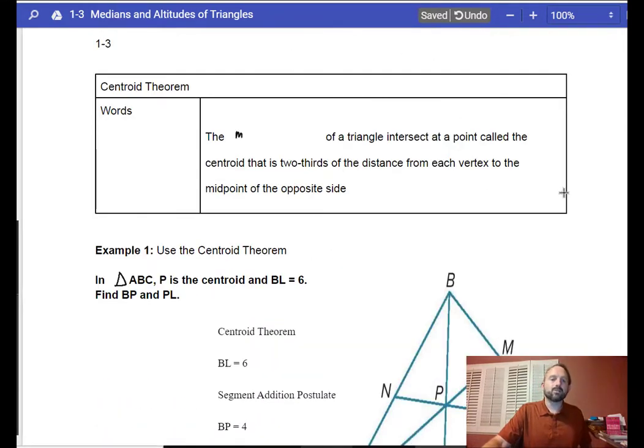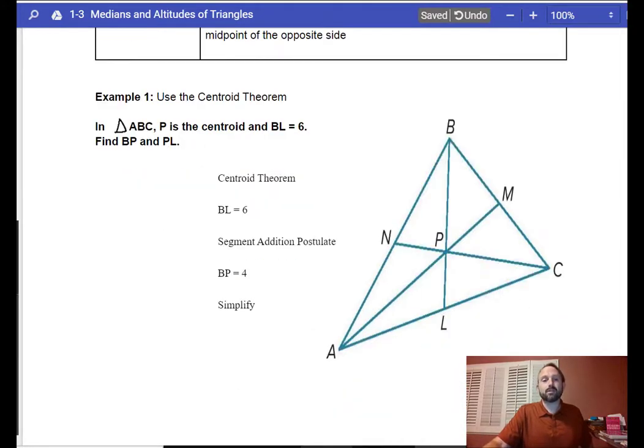So here's the centroid theorem. The medians of a triangle intersect at a point called the centroid that is 2/3 of the distance from each vertex to the midpoint of the opposite side. Okay, well, let's go to example 1.